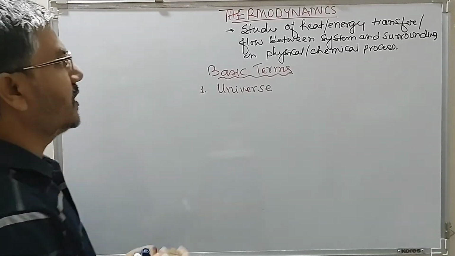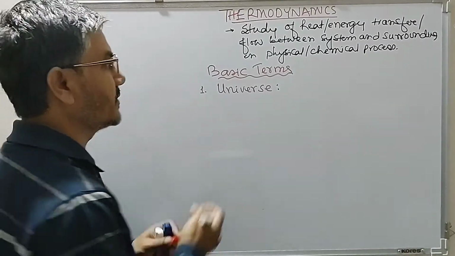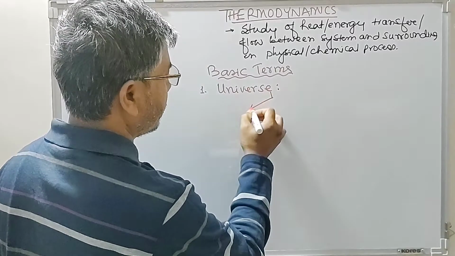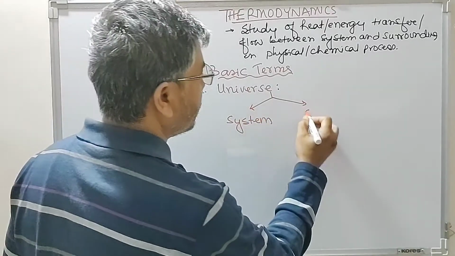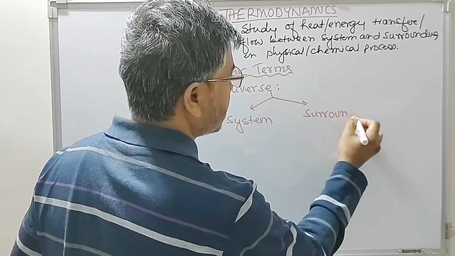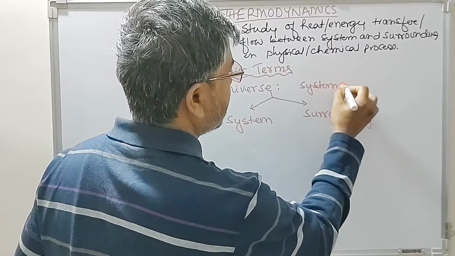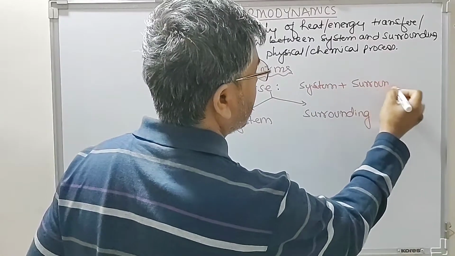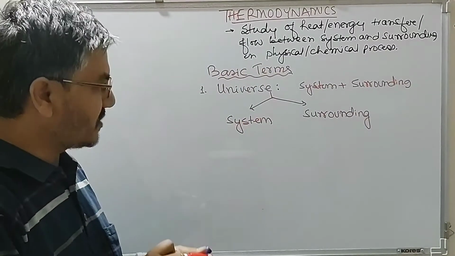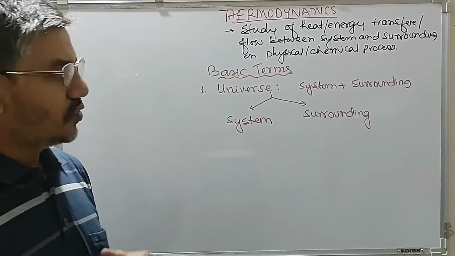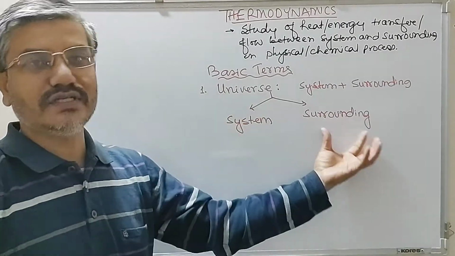The universe in thermodynamics consists of two parts, system and the surrounding. The combination of system and the surrounding, this is what we call the universe. So this is system plus surrounding is what we call the universe. So we have terms known as system and the surrounding, and the combination of system and surrounding we define as universe. Now the question is, what is system and what is surrounding?